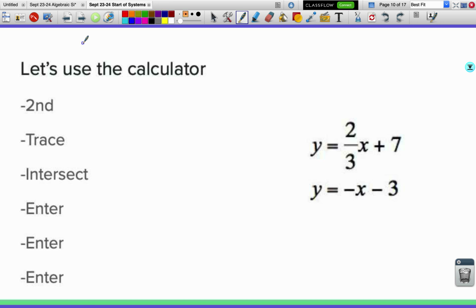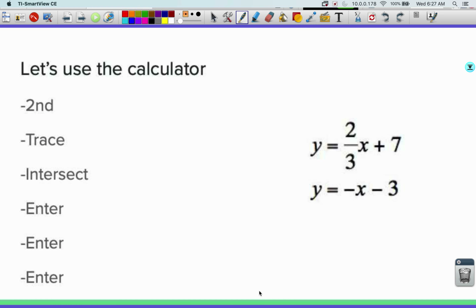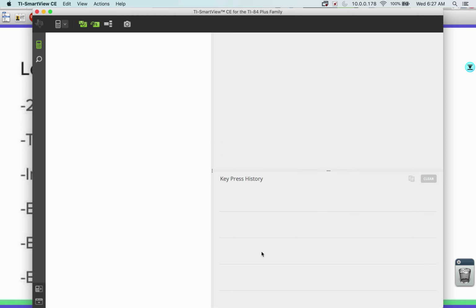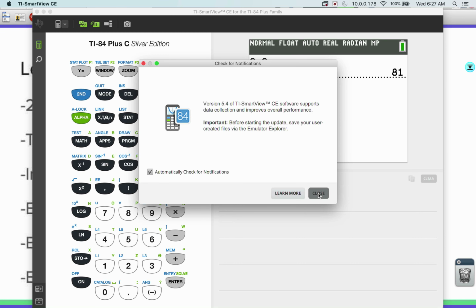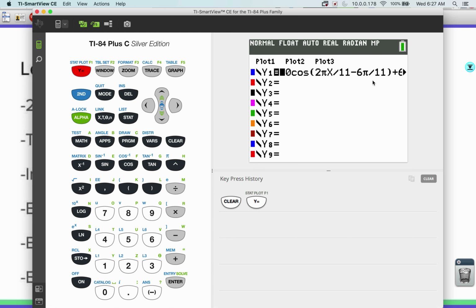I want to teach you how to do this on your calculator now. So if you've got a TI calculator, get it out. What we're going to do is graph these equations using the y equals button, and then we're going to figure out where they cross. Okay. So press y equals, make sure any equations in there are cleared out.